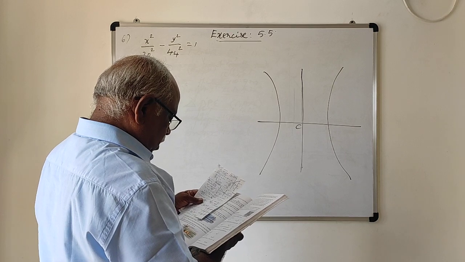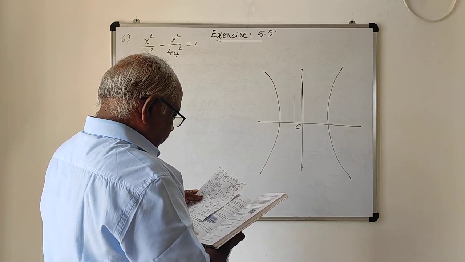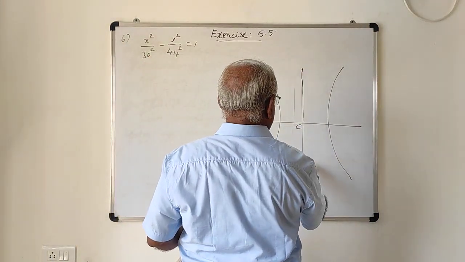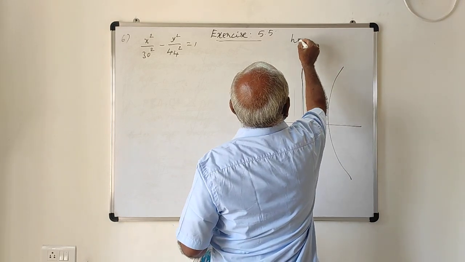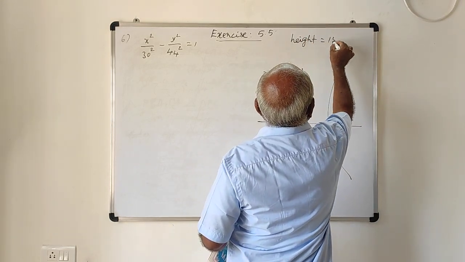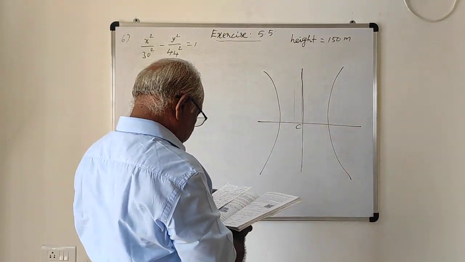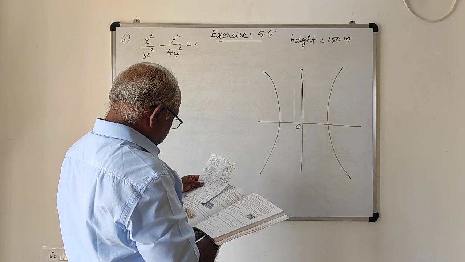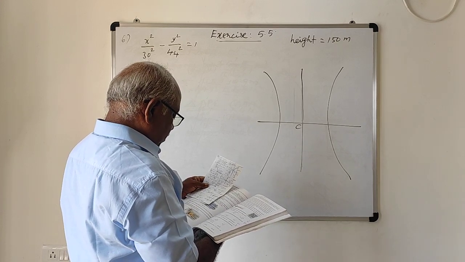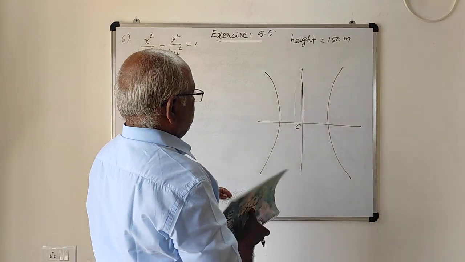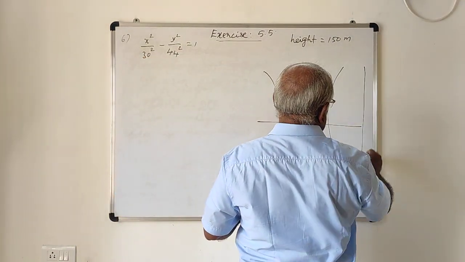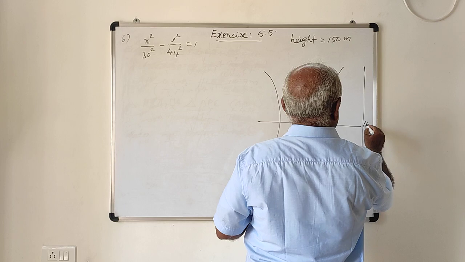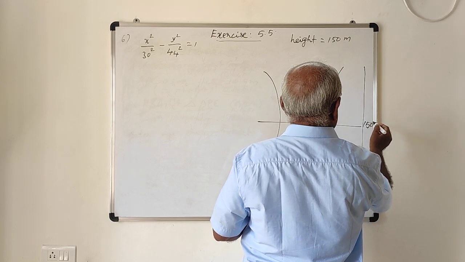The tower is 150 meter tall. The total height of the tower is 150 meter, it is given. And the distance from the top of the tower to the center of the hyperbola is half of the distance from the base. See, the total is 150 meter.